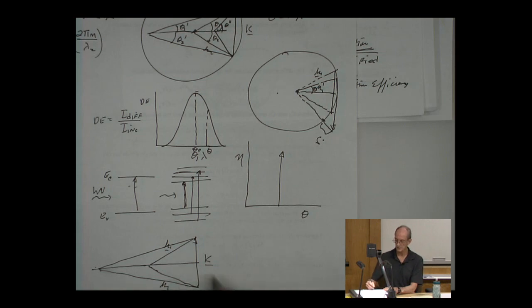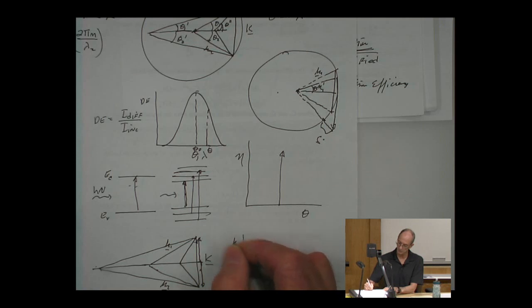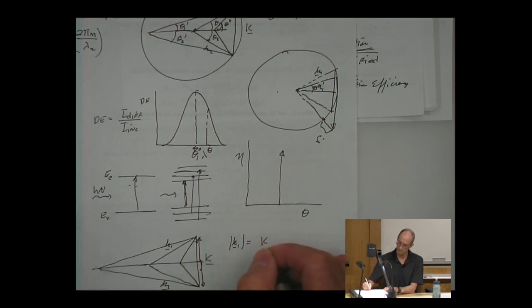But what if we increase the wavelength and decrease the energy? Then we go in this direction until finally you end up with a propagation vector that just matches that K vector, that grating vector length. So in this case, the magnitude of K1 is just equal to K over 2.